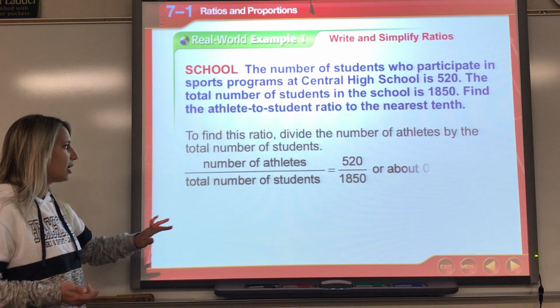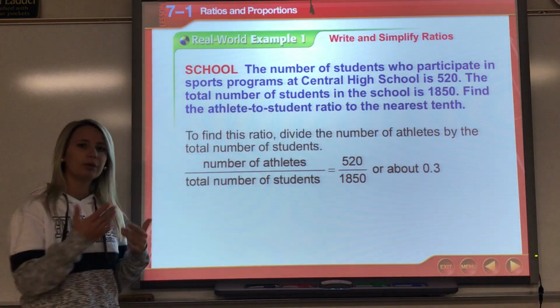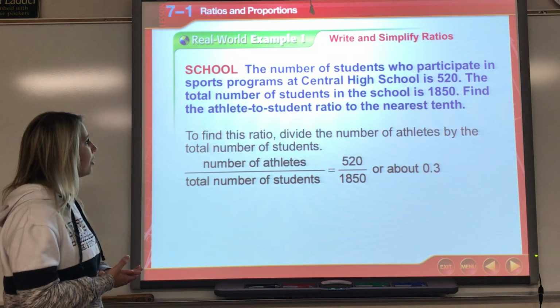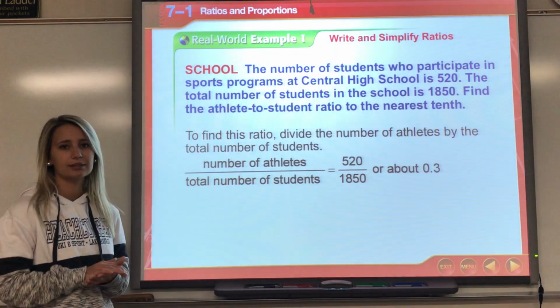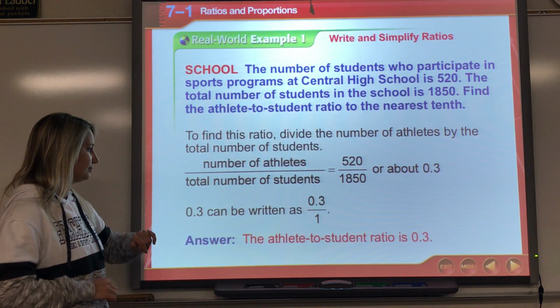So we'll set them up here. We have the number of athletes, like I said. And then when we divide those out, we get about 0.3. So our ratio of athletes to students is 0.3. Okay?